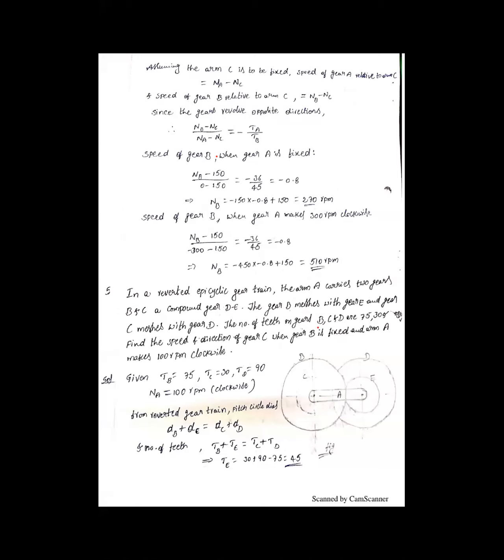In a reverted epicyclic gear train, the arm A carries two gears B and C and a compound gear D and E. The gear B meshes with gear E and C meshes with gear D. The number of teeth on the gears B, C, D are 75, 30, and 90 respectively. Find the speed of rotation of gear C when the gear B is fixed and arm A makes 100 rpm clockwise.